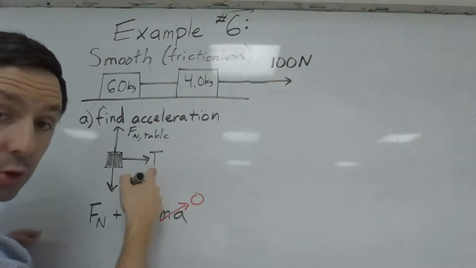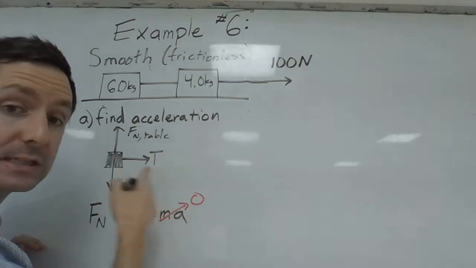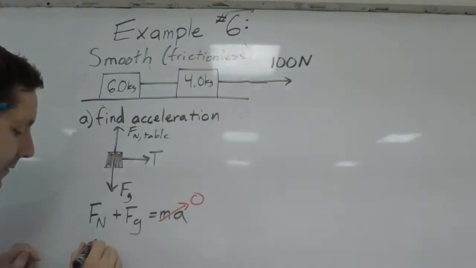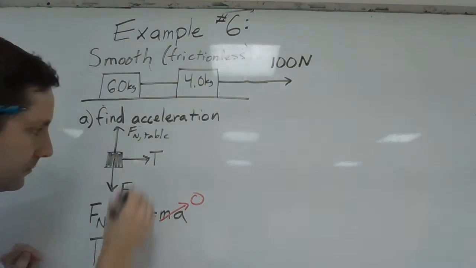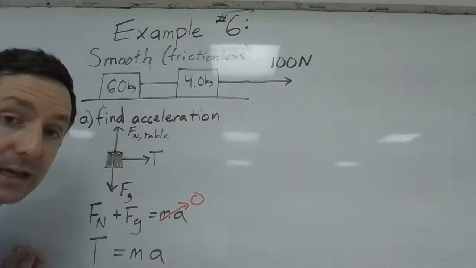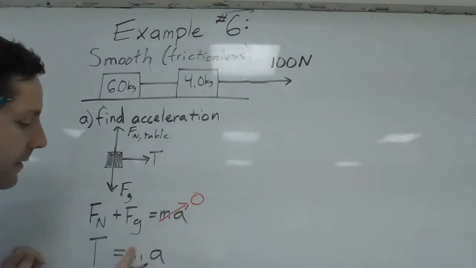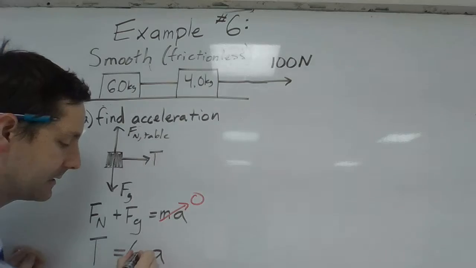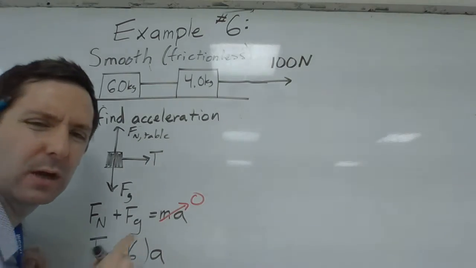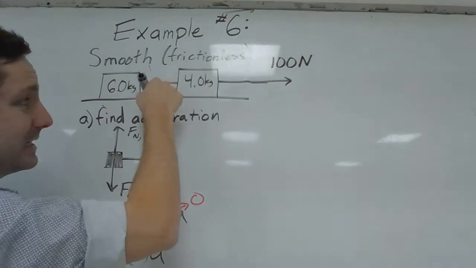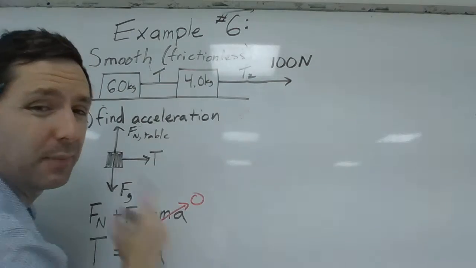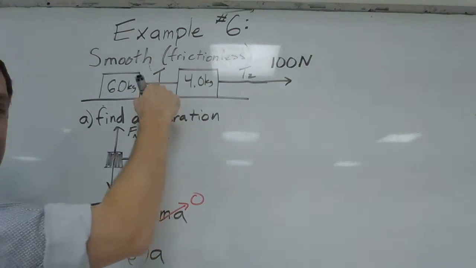Now I'm going to do the horizontal, and the only force there is tension. There are no other horizontal forces since there's no friction. Because of that, the tension to the right is equal to the mass times acceleration. Now I do know the mass: the mass of this block is 6 kilograms. So I can put that in, but unfortunately I don't know this tension. This tension is this one right here. I'm going to end up labeling it as T2 later, but I don't know what this tension is.